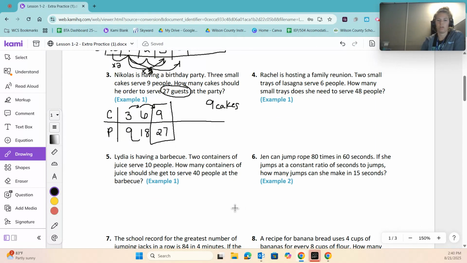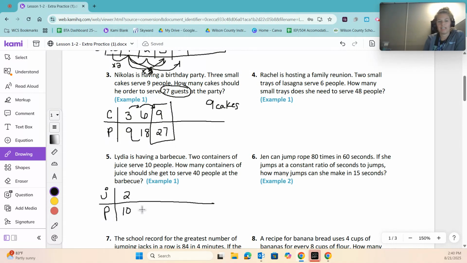I'm going to do one more together here. Lydia's having a barbecue. 2 containers of juice serve 10 people. How many containers of juice should she get to serve 40 people? So again, we have juice and we have people. 10 people is 2 containers of juice.